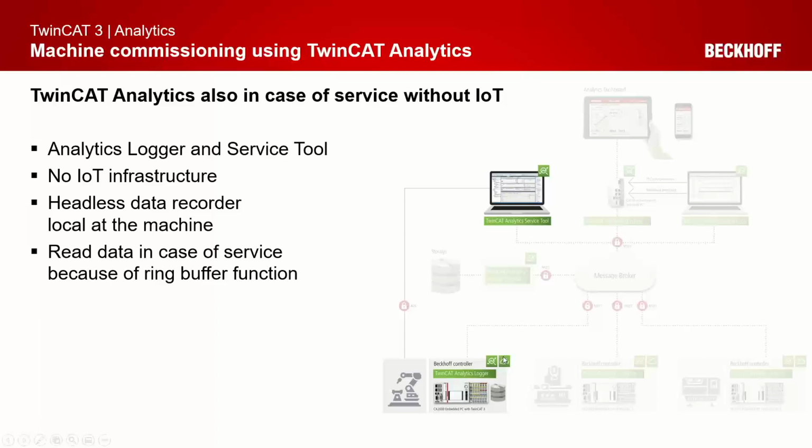And therefore, we now add to our picture the TwinCAT Analytics logger, because a TwinCAT Analytics logger is not only able to aggregate and send the data via MQTT to a message broker, it is also able to store the data in the same data format in a local file, the so-called analytics file. And we can now set up ring buffers, for example, and we can decide the file size of this ring buffer. And then we can store the data locally.